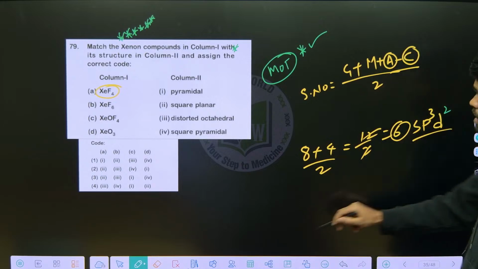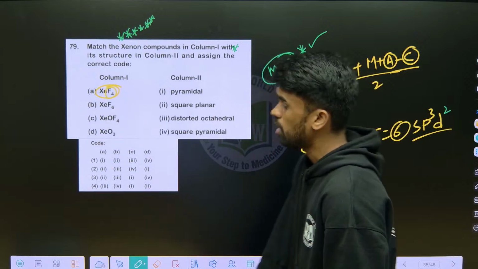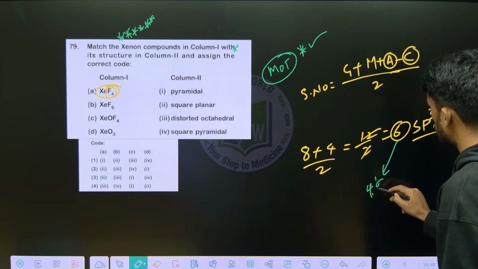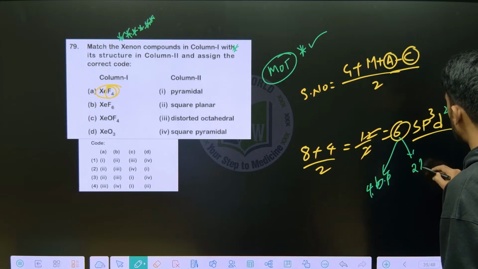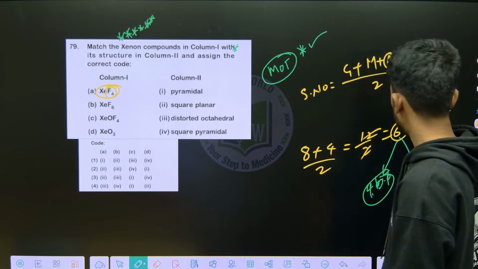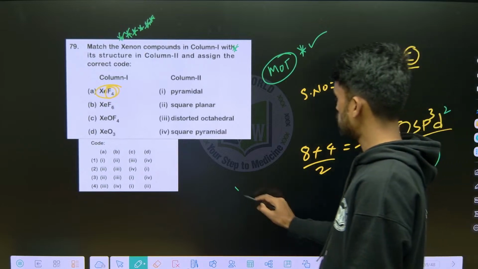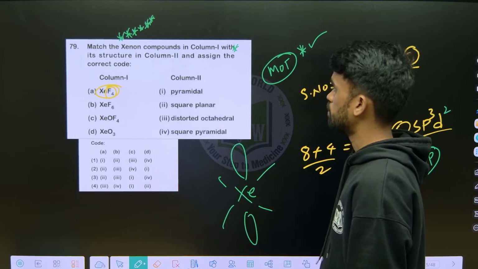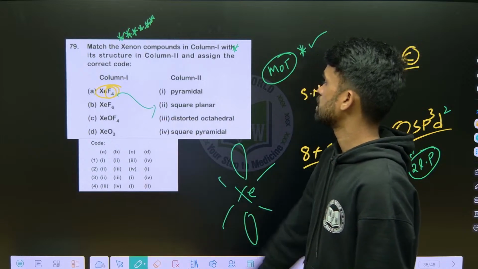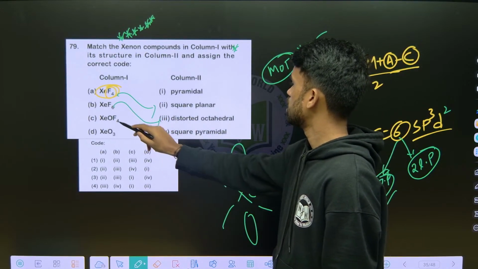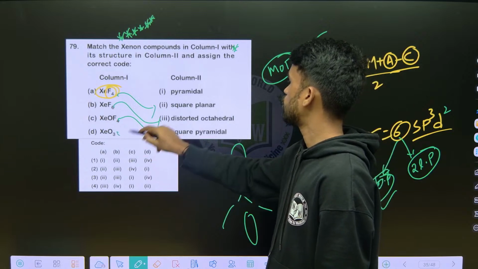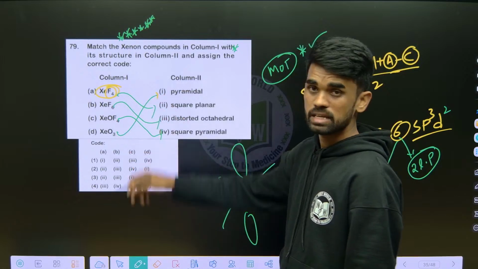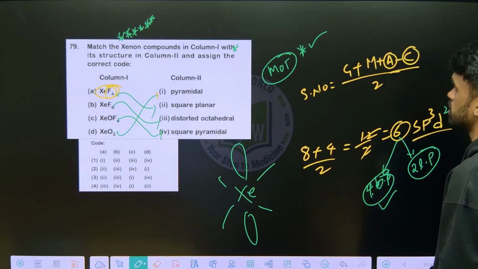So 6 orbitals are there, out of which 4 are bonds, 4 surrounding atoms, meaning 4 sigma bonds: 4 bond pairs and 2 lone pairs, octahedral geometry with 4 bond pairs. So xenon like this, with one lone pair here and one lone pair here, that's it. So square planar it is. For this it is distorted octahedral, for this square pyramidal, for this pyramidal, and like that you need to answer. Choose the option which has this from the given 4 options.